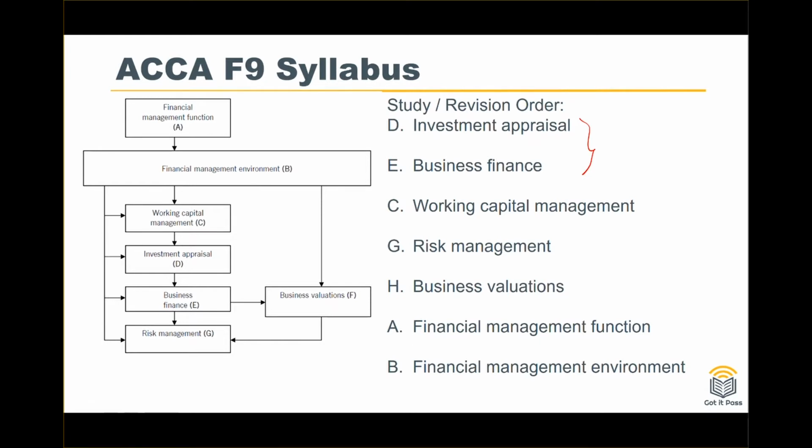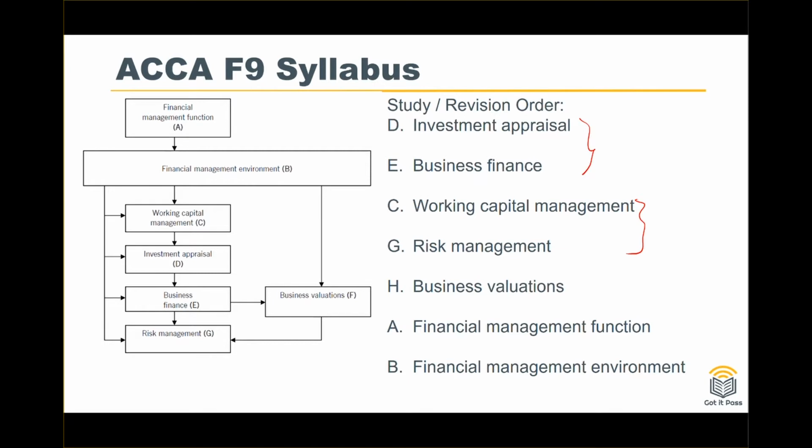For section C, working capital management, and section G, risk management, I would like to say to study these 2 topics together. Why? Because in some examination questions, I can find working capital management asking for some foreign exchange rate risk management. For example, how to manage some overseas account receivables. In general, it involves some hedging techniques or some basic knowledge of hedging.